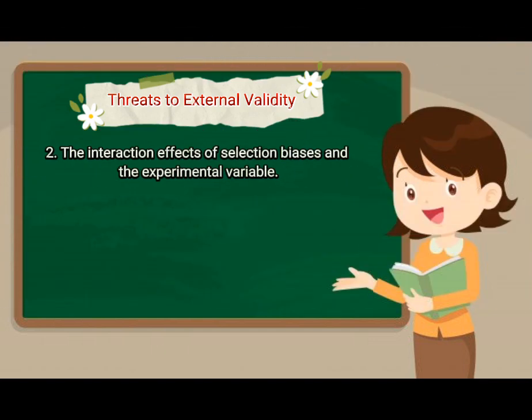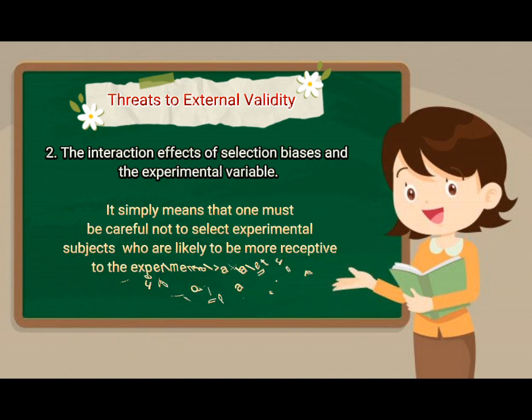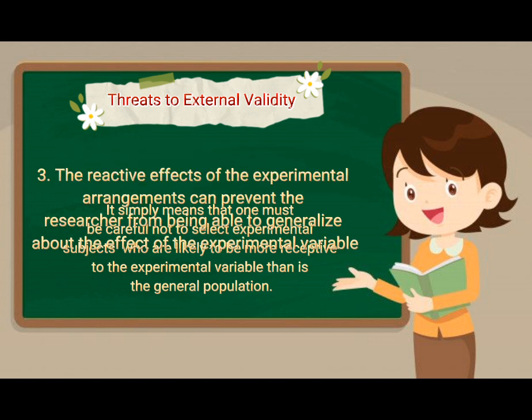2. The interaction effects of selection biases and the experimental variable. This threat is similar to the sixth listed threat to internal validity. It simply means that one must be careful not to select experimental subjects who are likely to be more receptive to the experimental variable than is the general population.